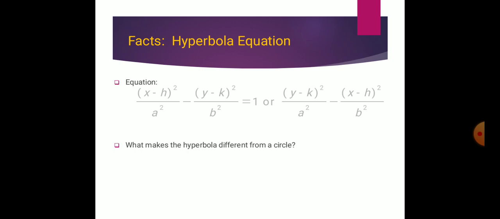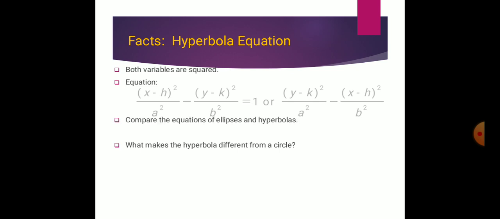Fact about the hyperbola equation: (x minus h) squared over a squared minus (y minus k) squared over b squared equals 1, or (y minus k) squared over a squared minus (x minus h) squared over b squared equals 1. What makes the hyperbola different from a circle? Both variables are squared.